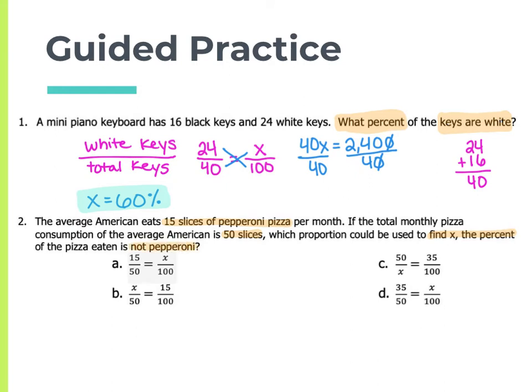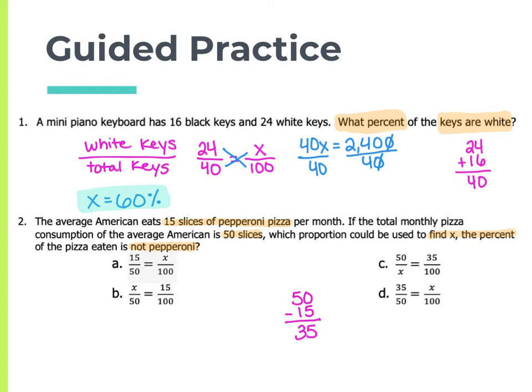The word to pay attention to here is the word not, pepperoni. So we know how many slices of pepperoni pizza Americans eat per month, but we're not sure of the amount that are not pepperoni, and that's the percent we want to find. So I know the total of slices the average American eats, and I know how much is pepperoni. If I subtract these two amounts, 35 is left over. So 35 slices of pizza are not pepperoni.